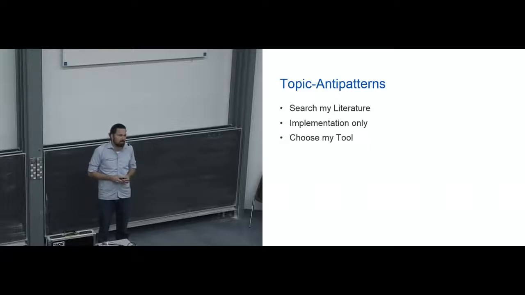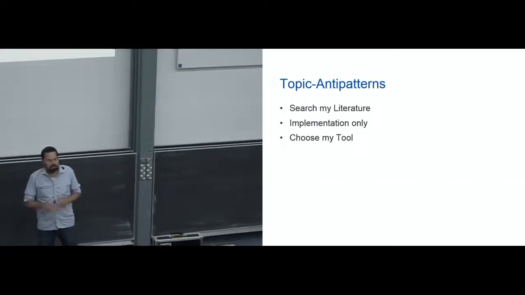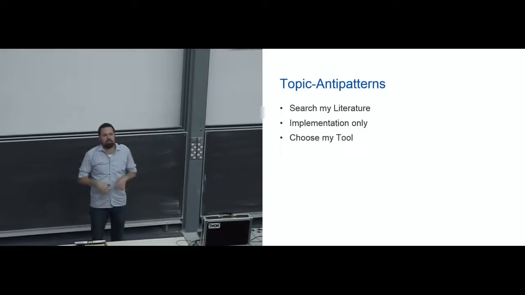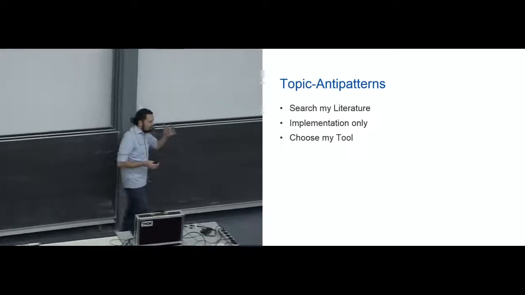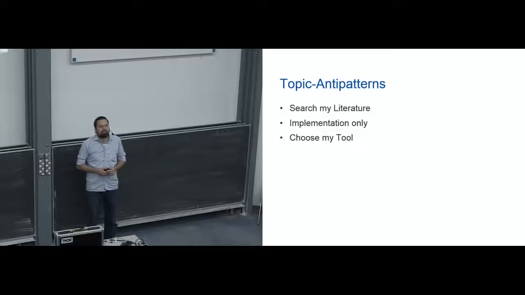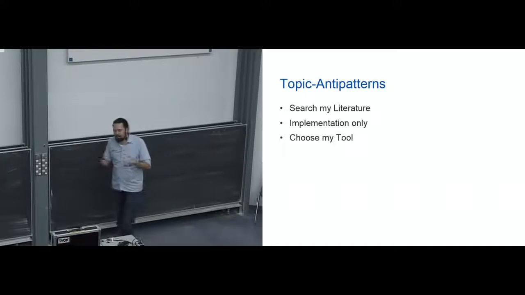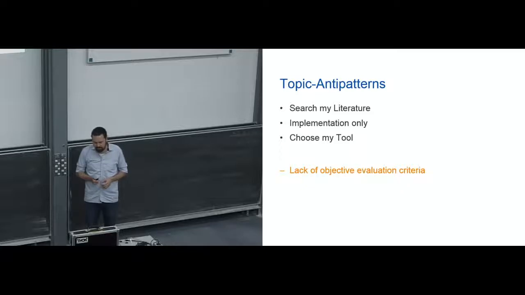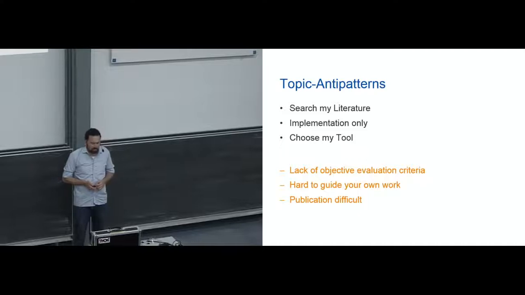Second one is implementation only. And third one is "choose my tool". I often see choose my tool in industrial contexts when a company has to buy some tool for X, and there's maybe three or four different ones, and then a student has to choose which one. And that's very frustrating because typically, independent of what you find out, the decision which tool gets bought is made on a different basis. Maybe the boss has lunch with some vendor and then he buys that tool. So it's not only a bad topic, but it's also frustrating if you work on that. All those three lack evaluation criteria and don't really guide your own work and make publication difficult.